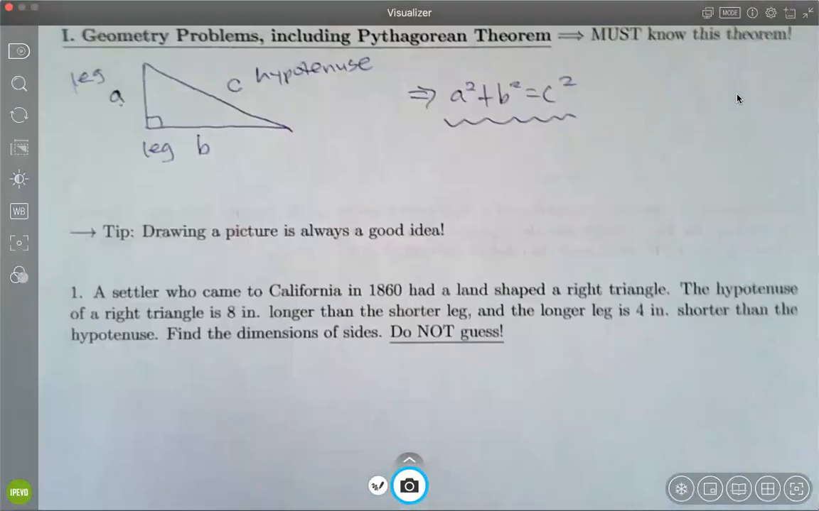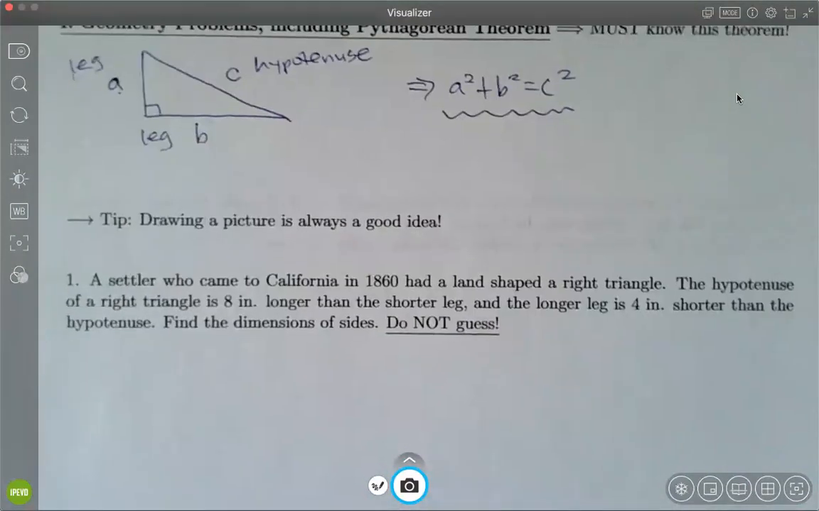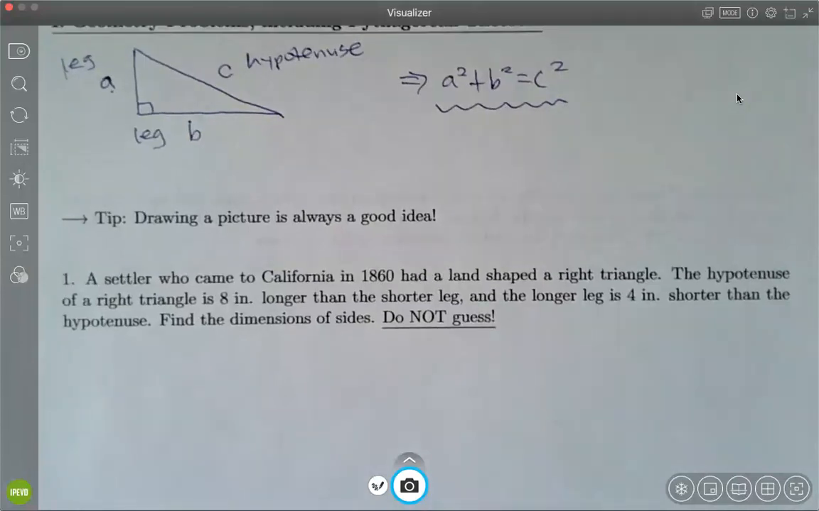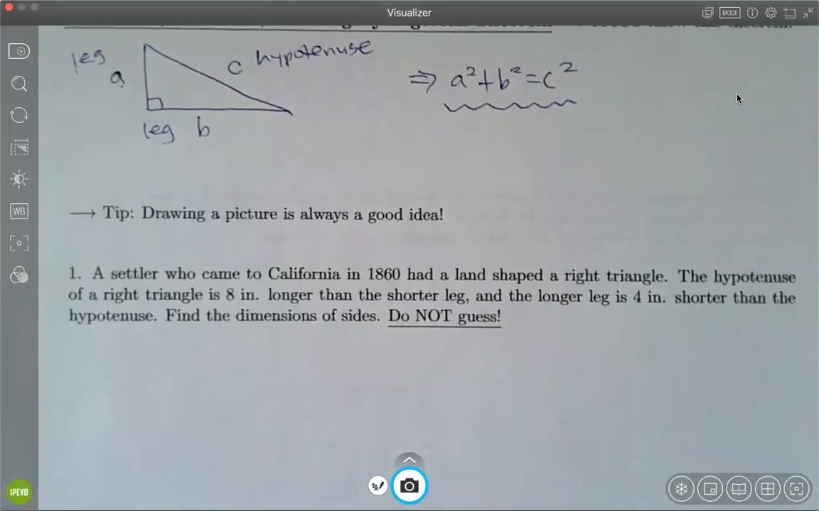Okay. So number one, there was a settler who came to California in 1860, and he or she had a land shaped as a right triangle, okay? Now, the hypotenuse of the right triangle is 8 inches longer than the shorter leg, and the longer leg is 4 inches shorter than the hypotenuse. Find the dimensions of each side.